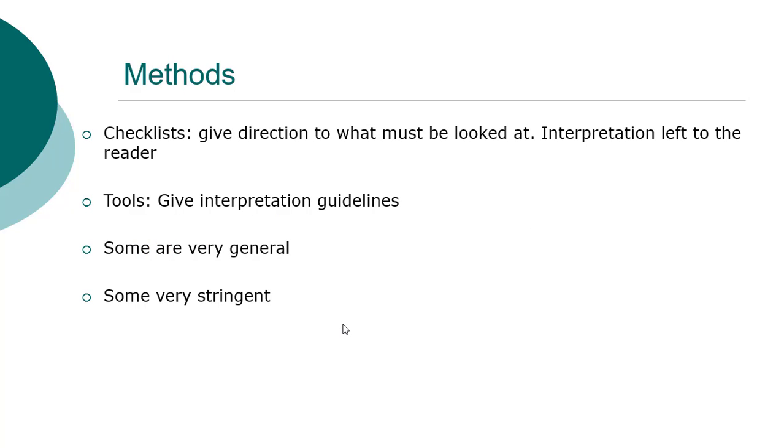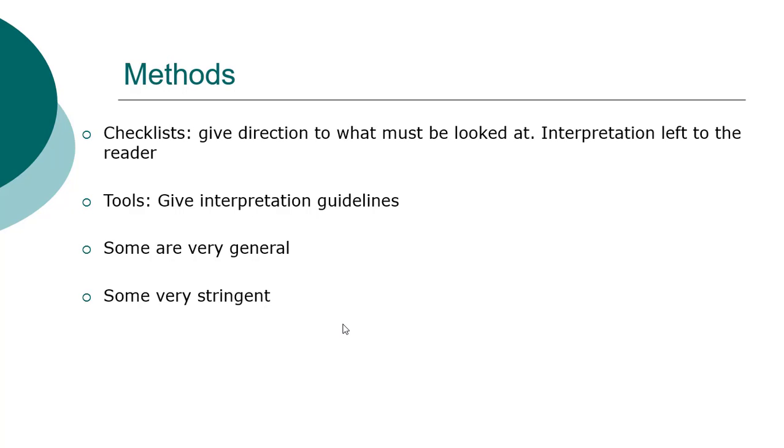Now, how do you do this? To do this, there are several options. Depending on the type of design, you have a variety of methods. These are broadly classified as checklists and tools. What are checklists? Checklists give direction to what must be looked at. Interpretation is left to the reader. Tools, on the other hand, give interpretation guidelines as well. They give you what must be looked at and how to interpret.